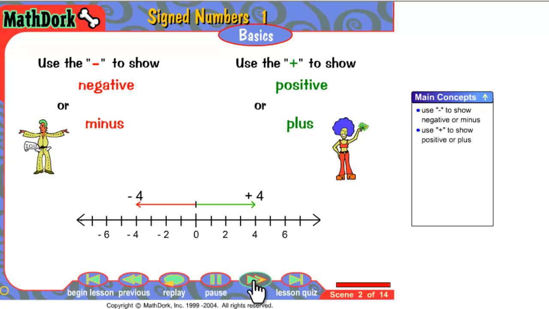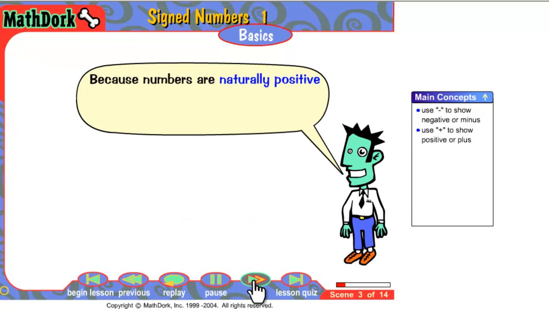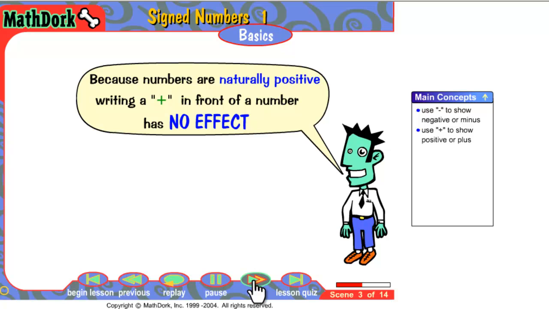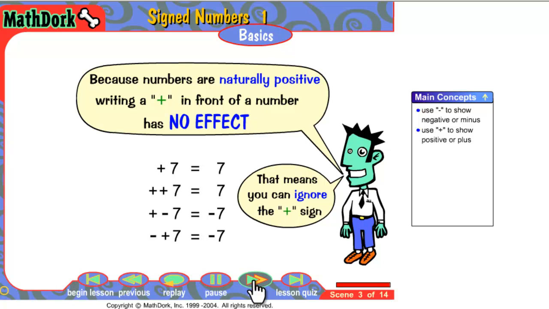We might just have a look at a couple more lessons before we finish up here. Because numbers are naturally positive, writing a plus in front of a number has no effect. For example, positive 7 is the same as 7. Even if you do double positive 7, that's still the same as 7. The positive signs we ignore in mathematics. So, let's continue to the next lesson.